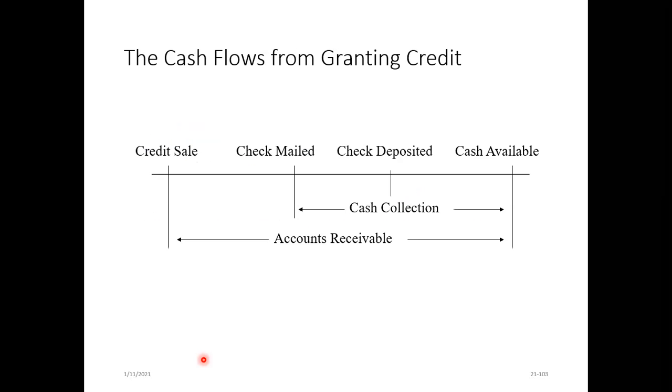Here are the cash flows from granting credit. When you make credit sales, you have to go through three steps. Credit sales, and you have to wait some period of time for the customers to post, mail your check. Once they mail you a check, again you have to wait until you receive the check. Again, you have to wait to deposit that check, and finally you will end up with cash. When you make credit sales, a new account will open, that is accounts receivable. If you make your sales on a cash basis, you don't have this. There is no receivable when you make sales on a cash basis. Accounts receivable arise when you make sales on credit terms.